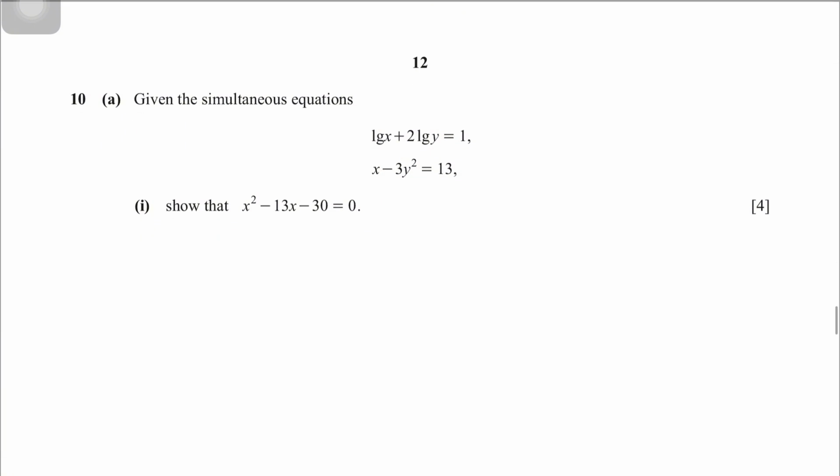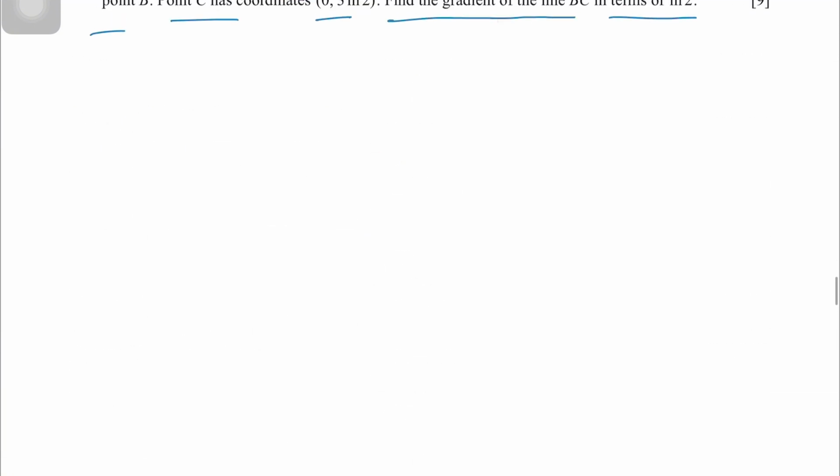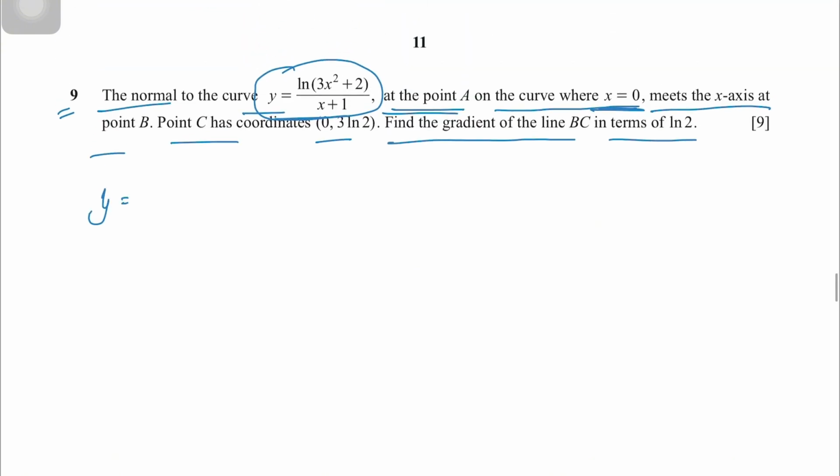So let's see the space we have. Oh, okay. So we have only a single page. Okay. So the normal to the curve at the point A where x equals 0. Let's first calculate the y when x equals 0. So when x equals 0, this is ln 2, and then this is 0 plus 1 is 1.